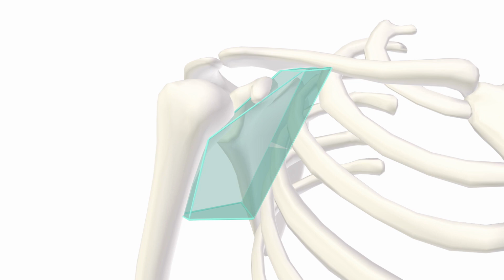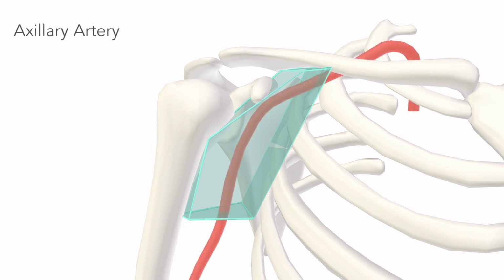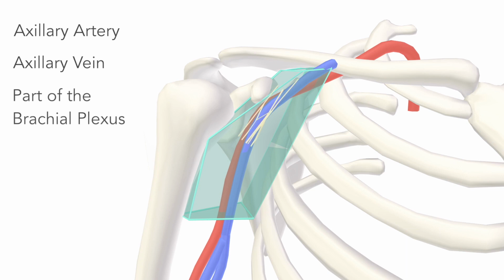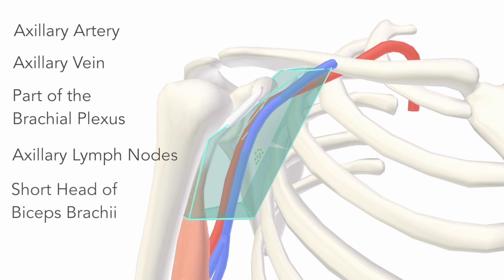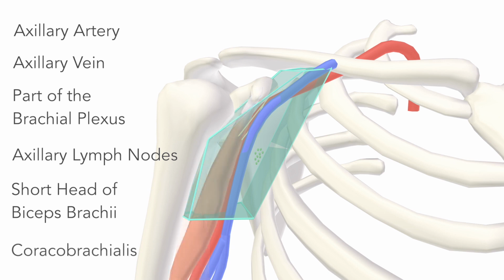These contents are the axillary artery, axillary vein, the brachial plexus or a schematic portion of it, and axillary lymph nodes. The muscular contents are the short head of biceps brachii and coracobrachialis. Removing the former, we see here the course of coracobrachialis from humerus to coracoid process.